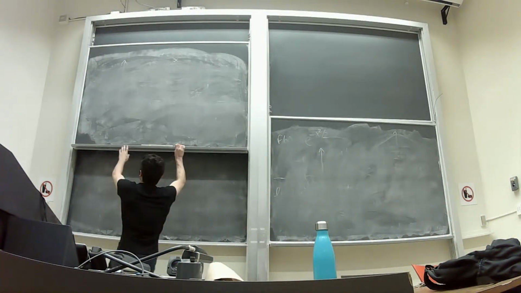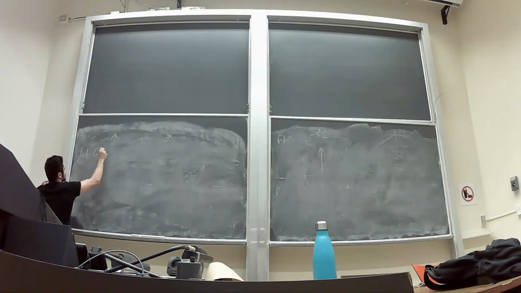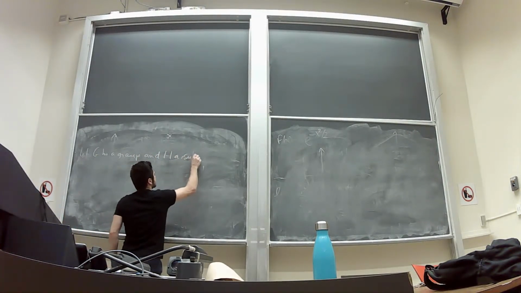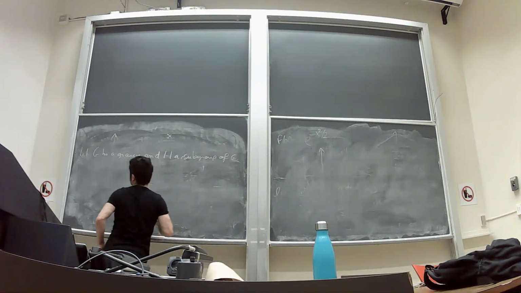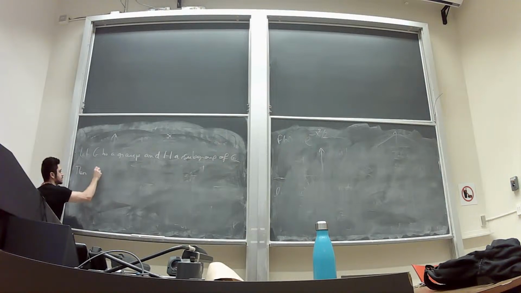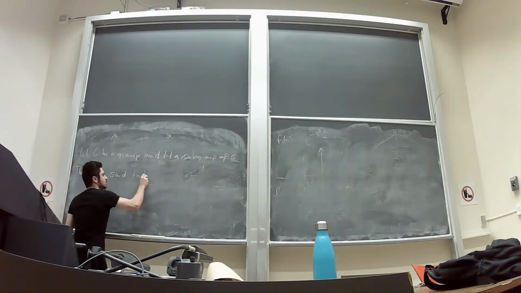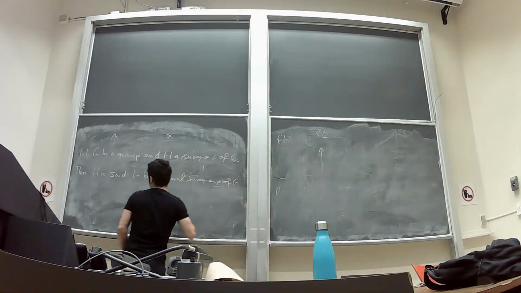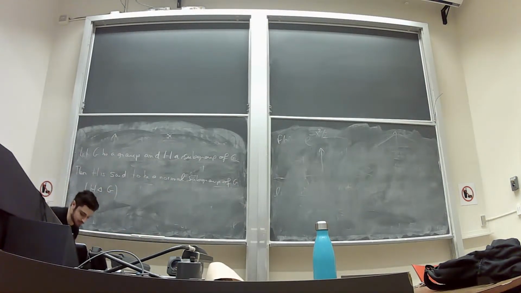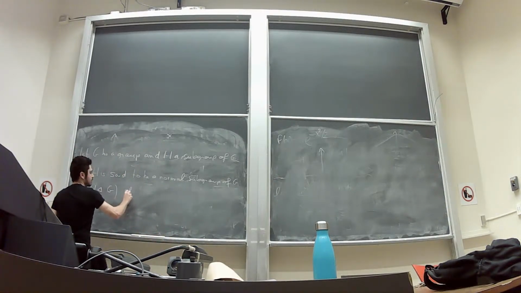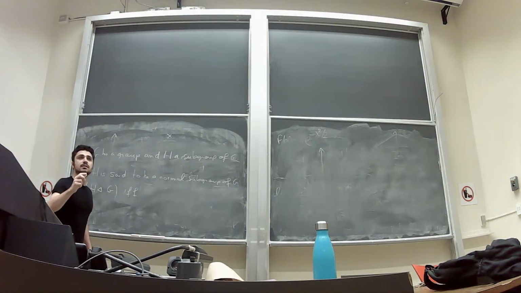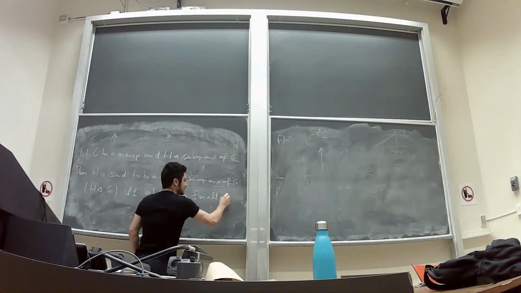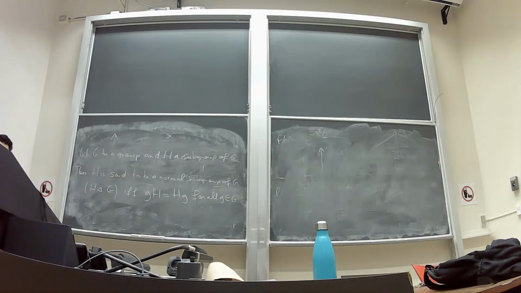Okay, great. So we were talking about the normal subgroup. Let G be a group and H a subgroup of G. Then H is said to be a normal subgroup of G, and we write H normal in G. This is the definition, if and only if gH is equal to Hg for all g. So if every left coset is equal to the right coset.